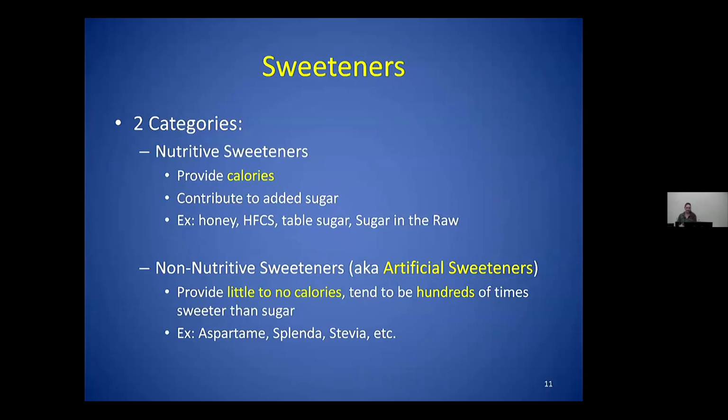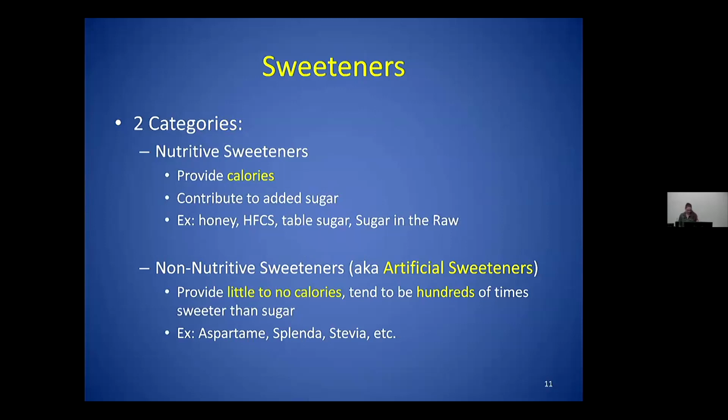Nutritive sweeteners provide calories and contribute to the added sugar that Emily showed us on the food label. Examples of these are honey, high fructose corn syrup, table sugar, and sugar in the raw. And then we have our non-nutritive or artificial. For the rest of the presentation, we mainly refer to them as artificial. These provide little to no calories at all. So in your diet sodas and stuff, they don't appear under your added sugar on the label. And they tend to be hundreds of times sweeter than sugar itself, which is another reason that people opt for these instead of actual sugar.